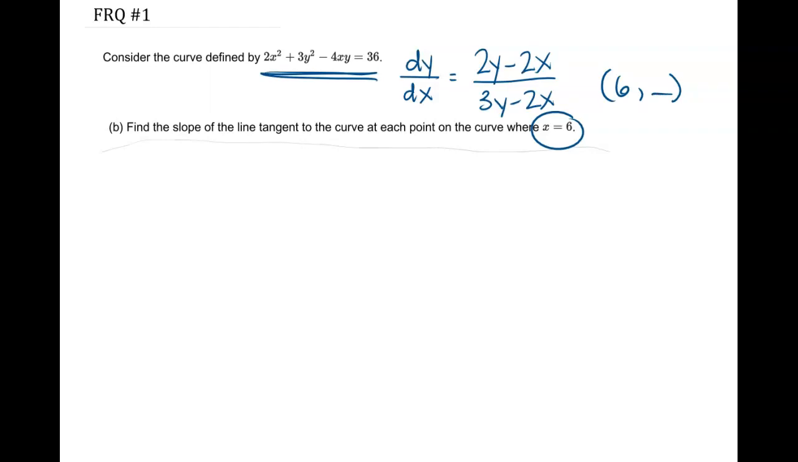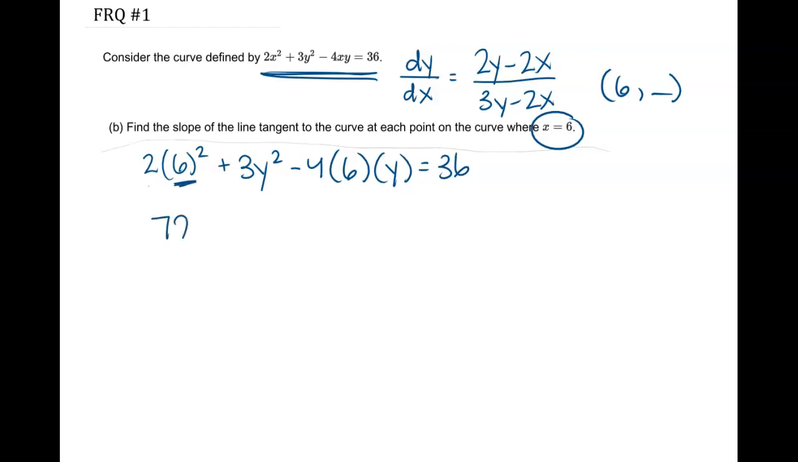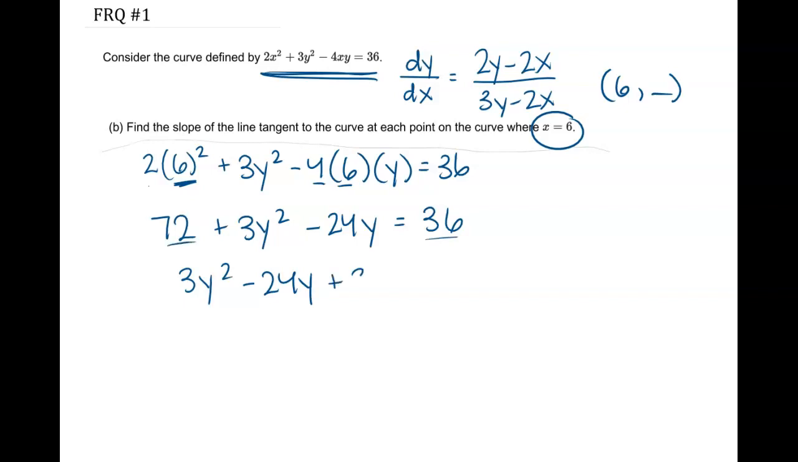So if x is 6, we have 2 times 6 squared plus 3y squared minus 4 times 6 times y equals 36. 6 squared is 36, 2 times 36 is 72, plus 3y squared minus 4 times 6 is 24 times y equals 36. So if we move everything over to the left, we end up with 3y squared minus 24y. Subtracting 36 from both sides, we end up with plus 36.